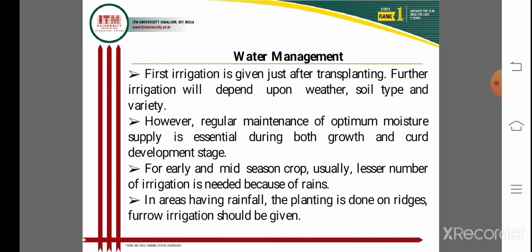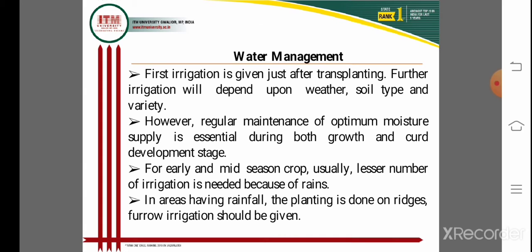Water management is also important. The first irrigation is given just after transplanting. Further irrigation depends upon the weather, soil types and varieties, and water requirements depend on different conditions. However, regularly maintaining optimum moisture supply is essential during both the growth and curd development stages.